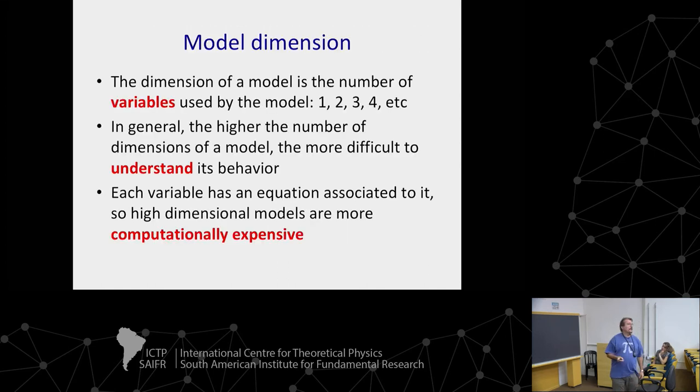So going to model dimension, you can have a very complicated or a very simple model. The dimension is based on the number of variables that you have in the model. Could be 1, 2, 3, and so on. In general, the higher the number of dimensions of a model, the more difficult it is to understand its behavior. So this is the favorite model for biologists. And the lower the dimension, the easier it is to understand the behavior. So this is the favorite model for physicists and mathematicians.